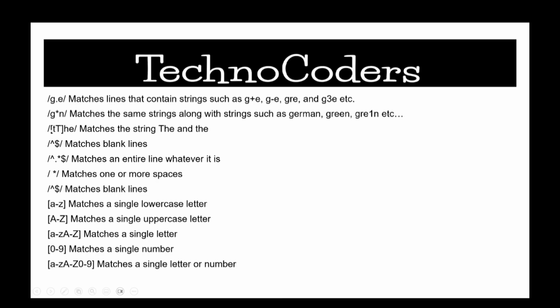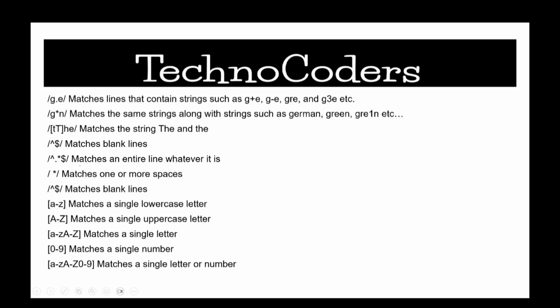And if you give small t or T in the brackets, then it will match either small t or capital T as the first character, then HE. That way I can match. For example, if I want to match green, in the brackets I will say G and then REEN I can give here, so it will exactly match that pattern. To match blank lines, caret and dollar together will match the blank lines and so on.